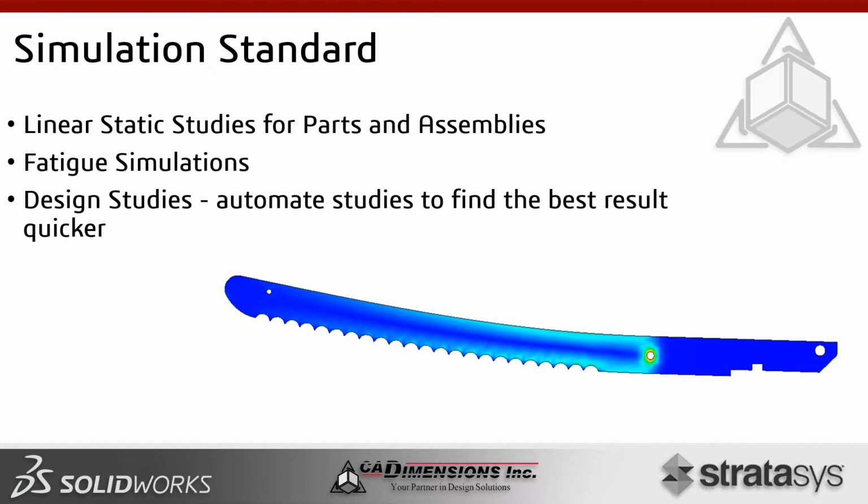Another thing is you can look at design studies. So you can automate studies to find the best results. In a design study, you basically set up goals. You say, okay, I want my factor of safety to be above 1. I want to minimize the weight of this, and here's a dimension that could change. It runs through options, and it gives you the optimal results for what you're trying to do. So there is a lot of optimization that's built into the model to see what's going on.